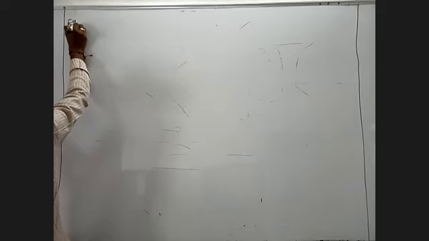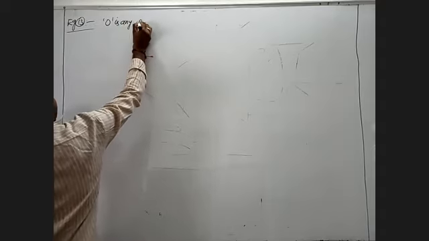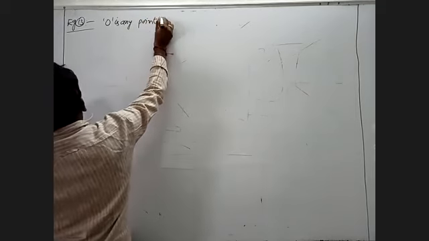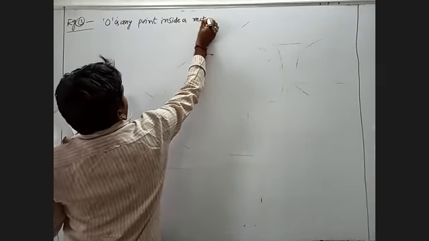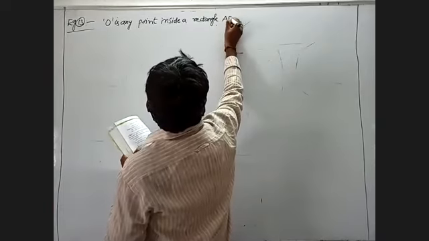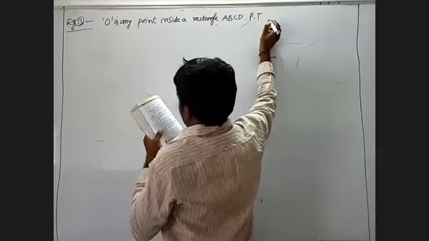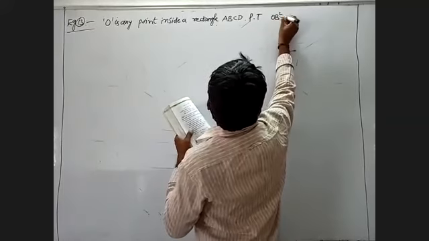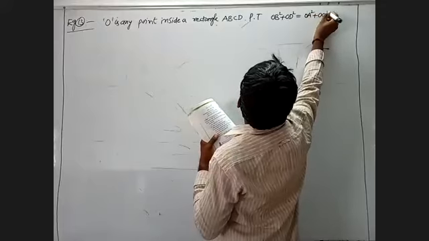That is example 13. O is any point inside a rectangle ABCD. Prove that OB square plus OD square is equal to OA square plus OC square.